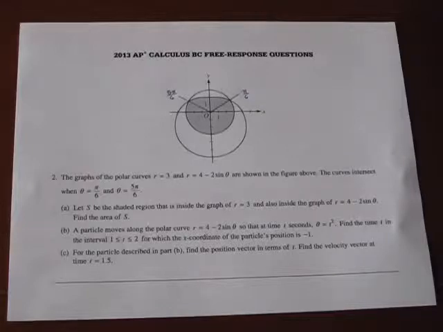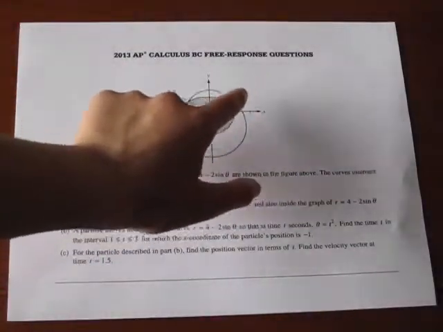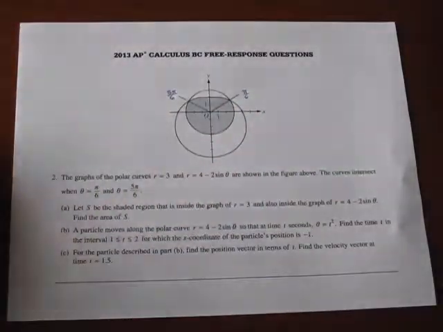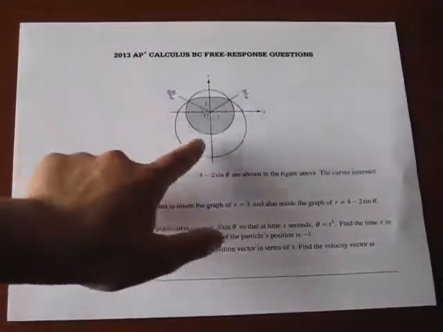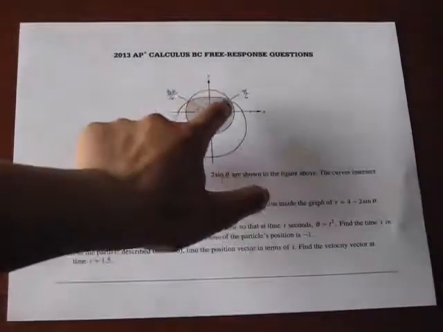Let S be the shaded region that is inside the graph of r equals 3 and also inside the graph of r equals 4 minus 2 sine theta. Find the area of S. So to start off, I labeled the intersection angles, and you can see that underneath that is 2/3 of a circle. So you could find the area of that first and then find the area of this sliver.